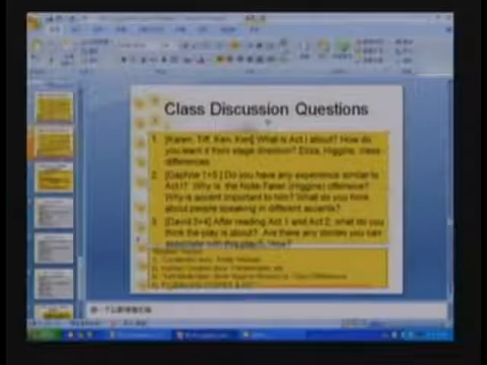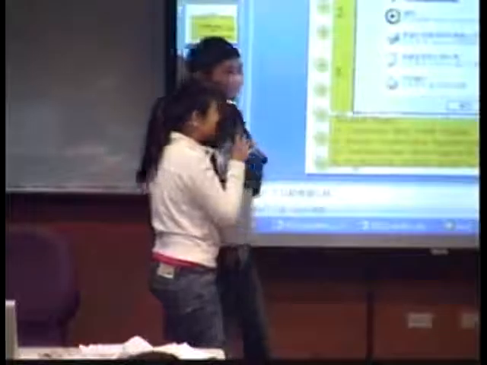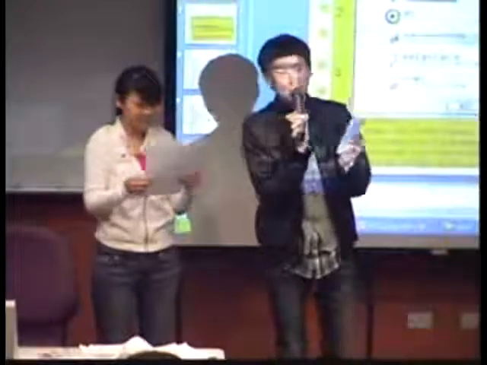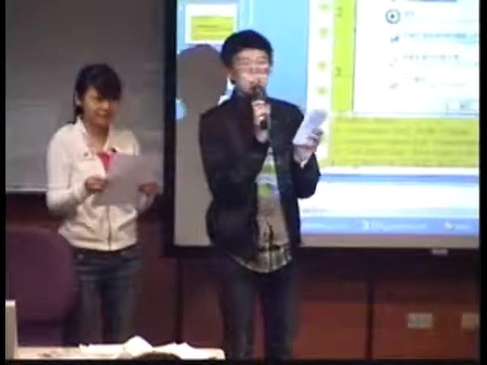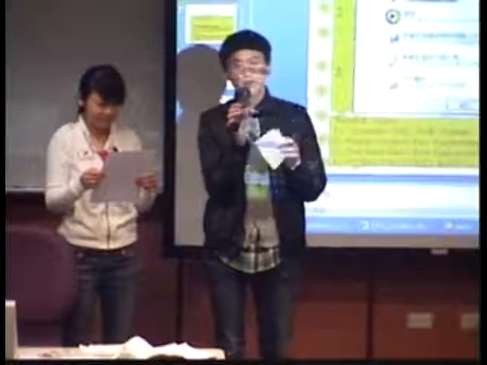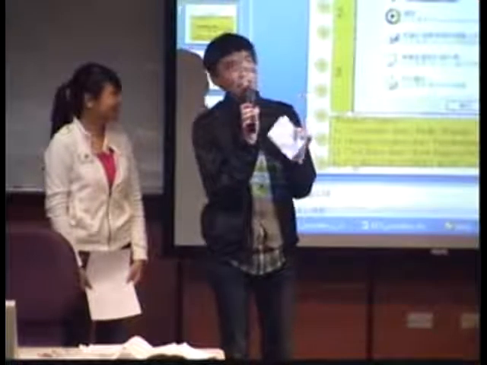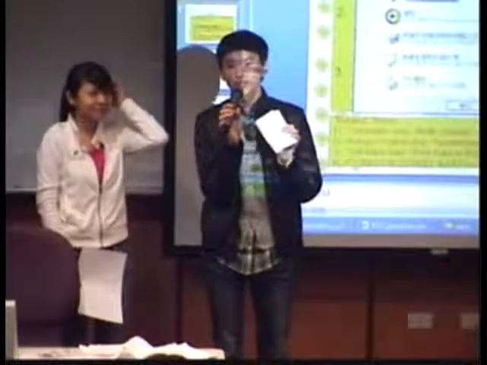Okay, so let me move on to group 1 and 5. We are group 1 and 5, and now we are going to introduce our similar experience to Act 1. And here Samuel is going to introduce it first. Okay. I think I do have a similar experience to Act 1 because I was like Higgins before. I used to pick on people's pronunciation in Chinese while I was in junior high school. In junior high school, I had a classmate who could not distinguish the Chinese vowels on and an.